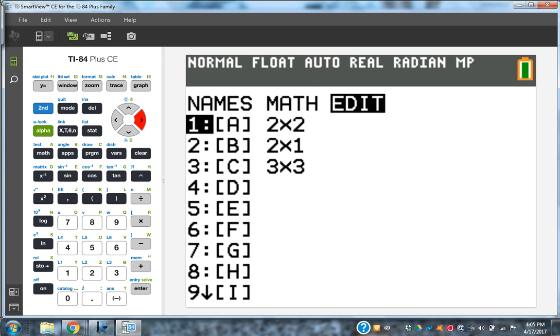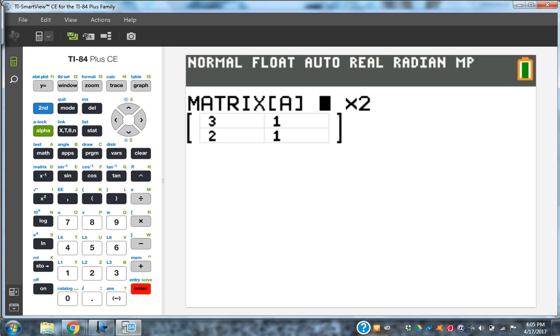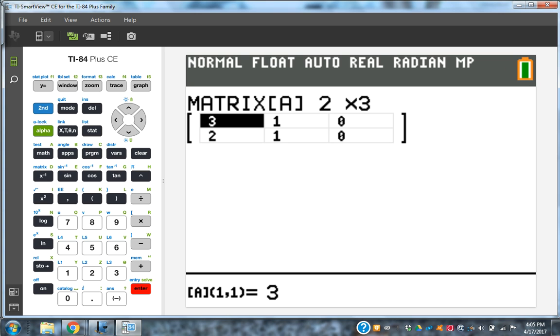And I'm going to use matrix A. And we're going to change its size to a 2-row by 3-column matrix. And then we're going to enter in that matrix that we have, which was 1, 4, 14. And then the second row was 3, -2, and 0.